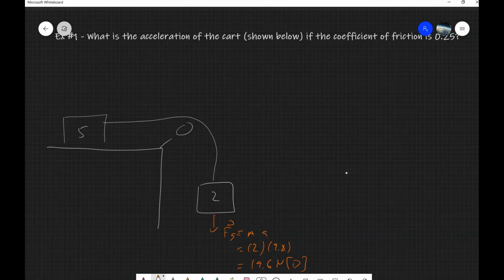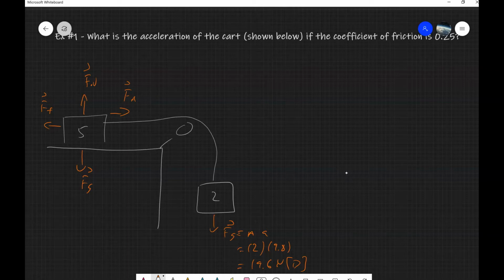I want to leave this 2 kilogram mass for a second. I want to talk about the 5 kilogram mass. We know we're going to have a force gravity. We're going to have a force normal. We will have a force applied, and we'll have a force friction. So the question is, first of all, what is the force applied on this block?